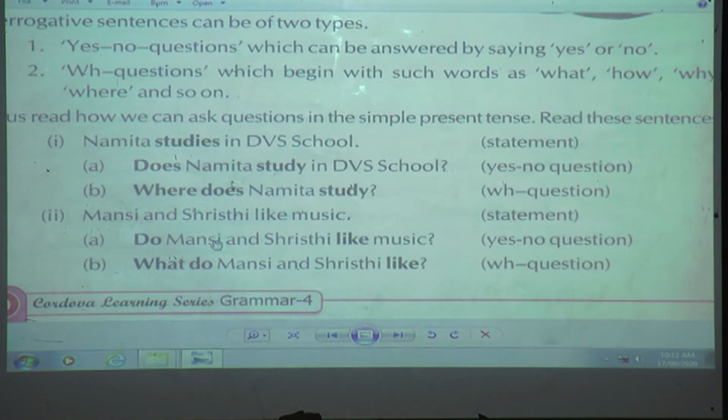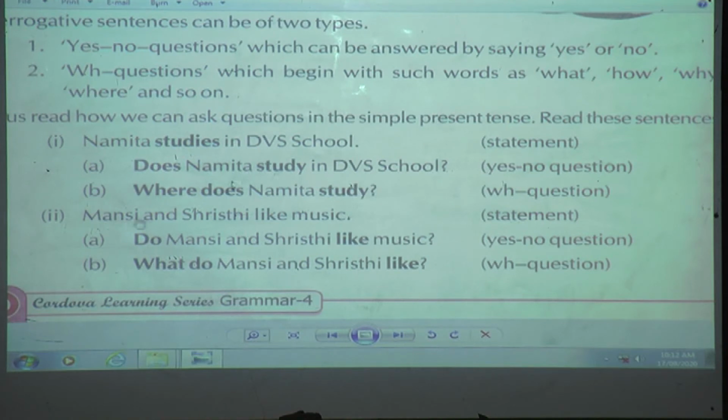The rules are the same for everything. That is in negative also, we have the same, and in interrogative also the same. Ready? Next, here Namita is singular, so we have used does. And study, what is the original form of the verb for studies? It is study. Got it?